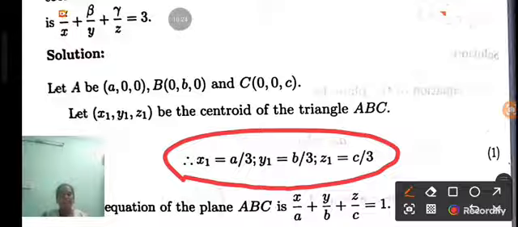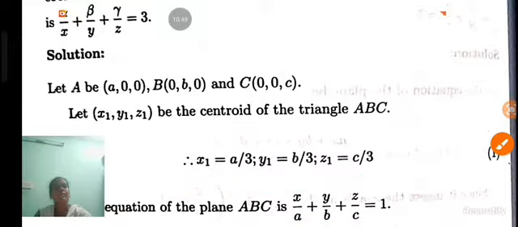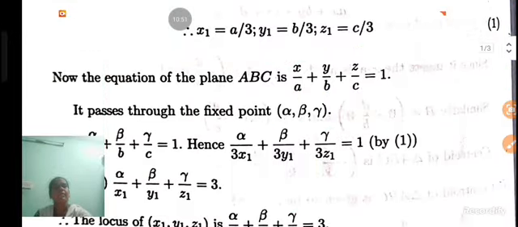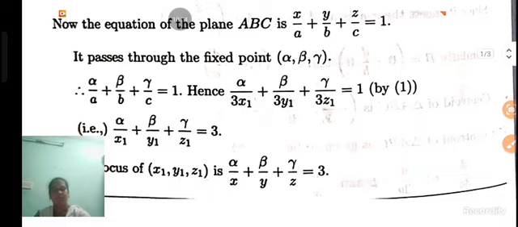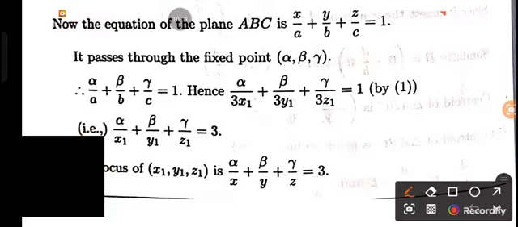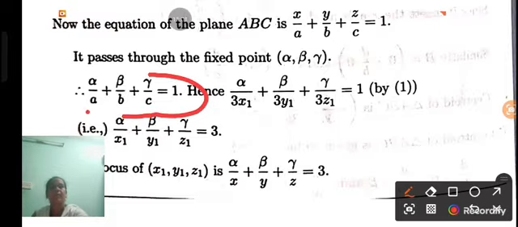Then the intercept form of a plane is x by a plus y by b plus z by c equal to 1. Then the plane passes through the fixed point. Since the plane passes through (alpha, beta, gamma), substituting, we get alpha by a plus beta by b plus gamma by c equal to 1.